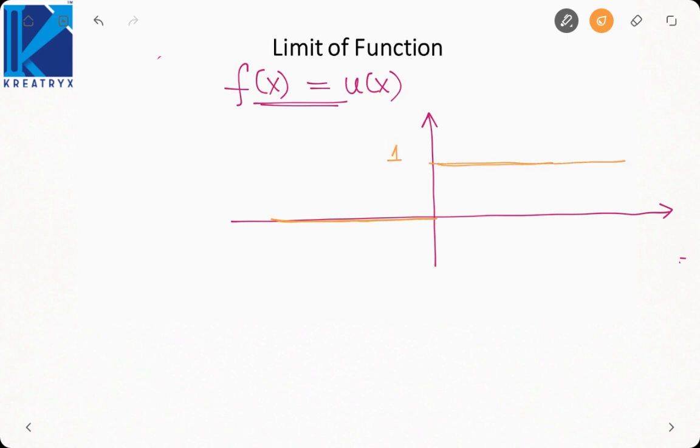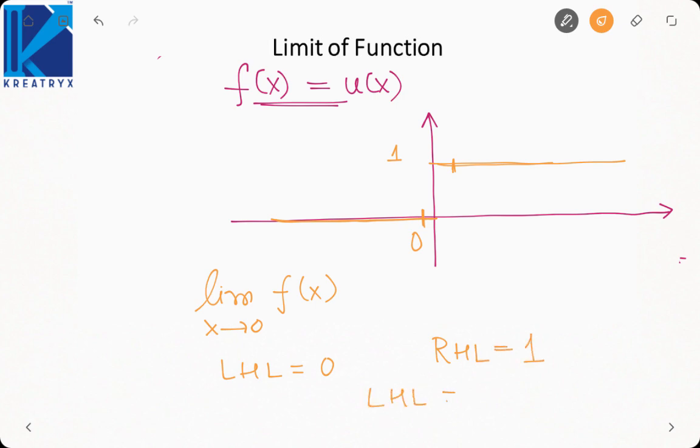Now if I want to find out the limit as x tends to 0 of f(x), then as you see, if you are lying to the left of 0, what is the value? 0. So the left hand limit will come out to be 0. If you are to the right of this point, then you can see the function value is 1. So the right hand limit is 1. As you can see, the left hand and the right hand limits are unequal. So we will say the limit does not exist. Is it fine? In such cases, the limit is said to not exist.